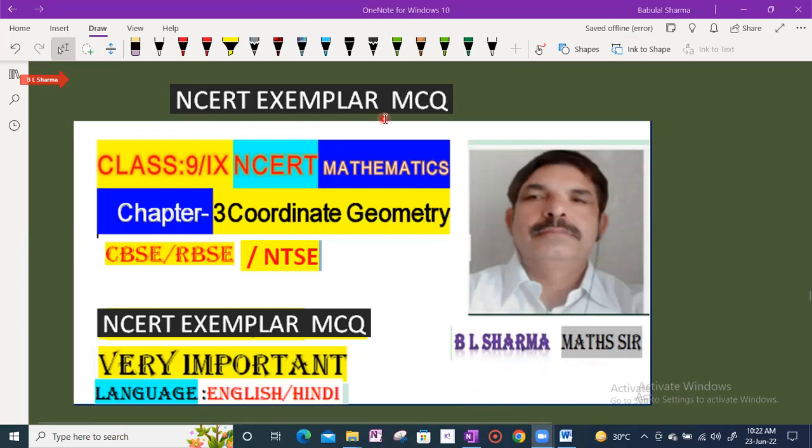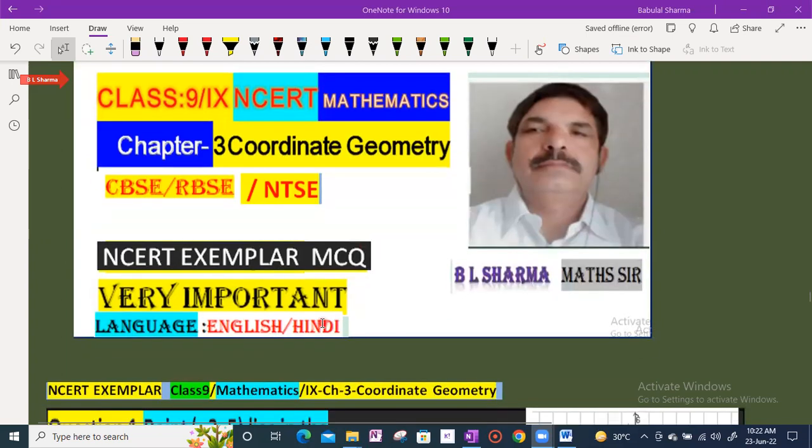discussing NCERT exemplars, means MCQs of class 9th NCERT mathematics chapter 3, that is coordinate geometry. These MCQs are very important for the students of CBSE, of RBSE, and the students who are preparing for NTSE exam. These MCQs, these exemplars are very important, and I'll be using both the languages, English and Hindi.